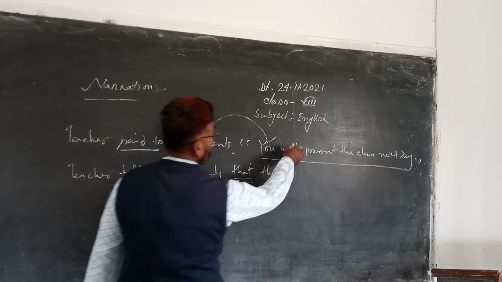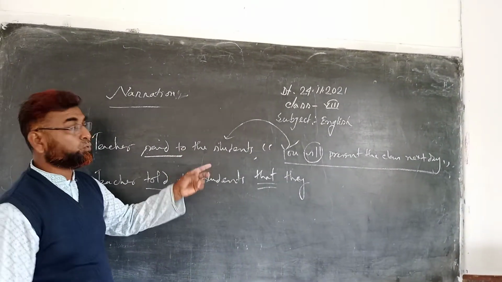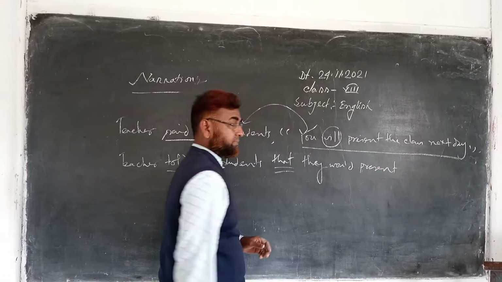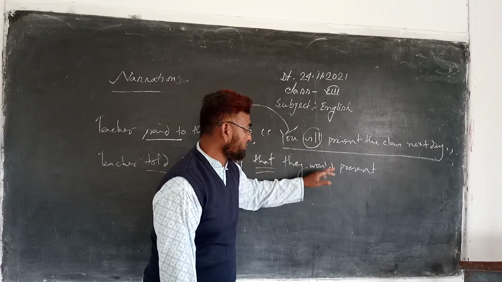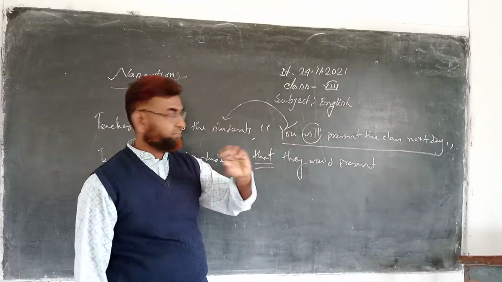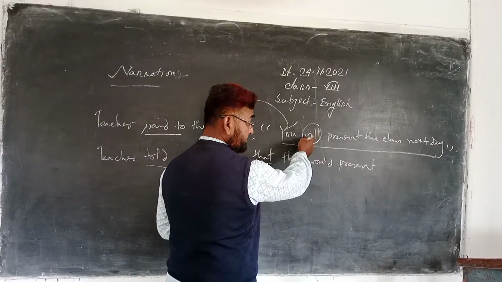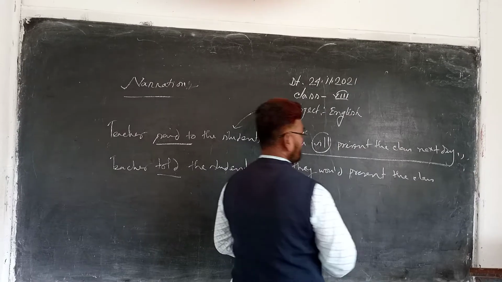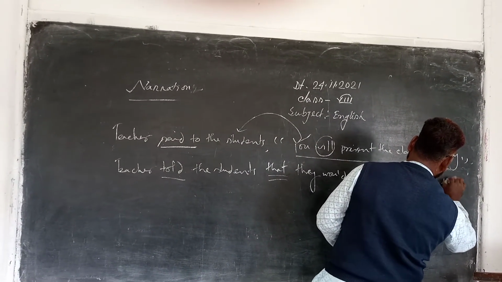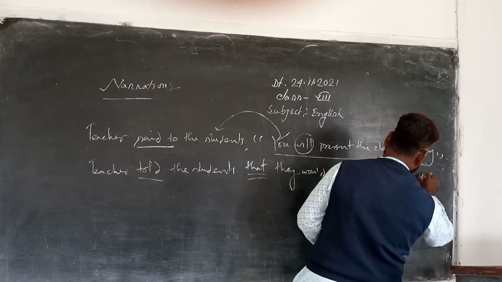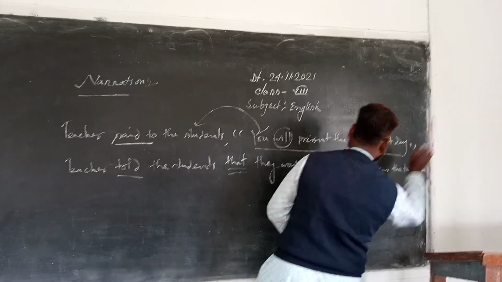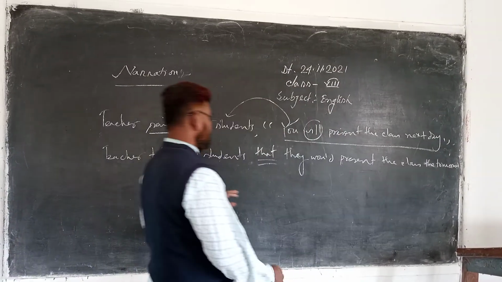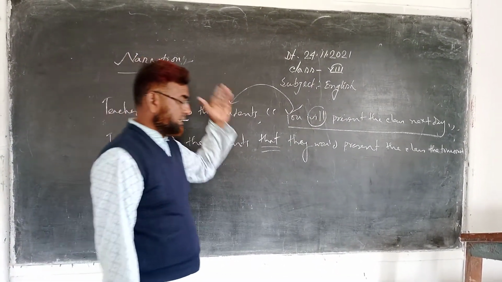Then the verb. What is the past form of will? Would. They would. Then present. Just remember it: after would or should, there will be no secondary kind of verb, so present stays in the present form. Next, next day changes to the day after. So teacher told the students that they would present the class the next day. In this way, we will complete all the other narration sentences.